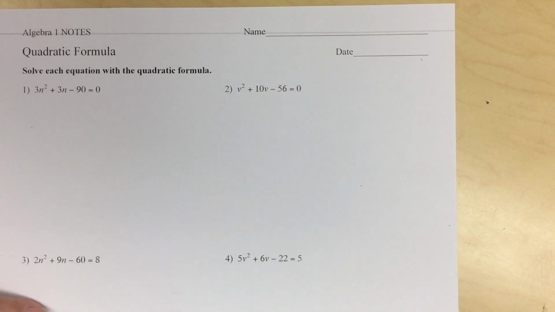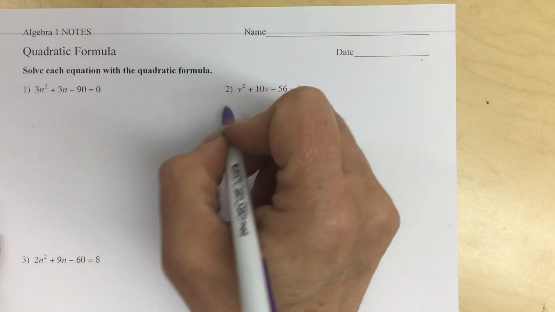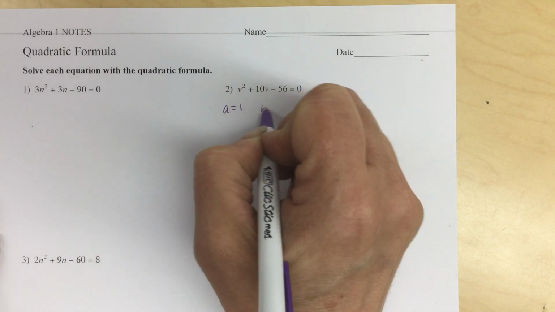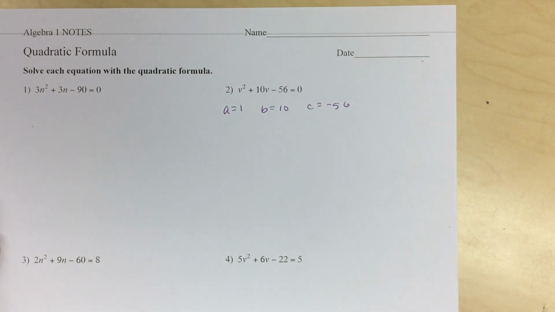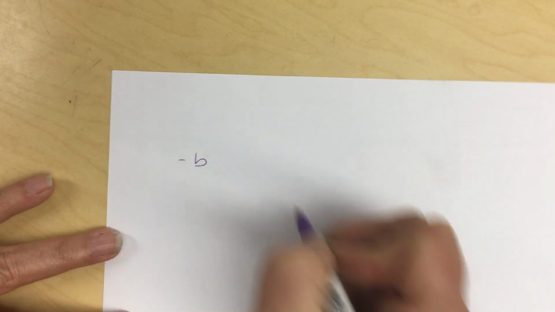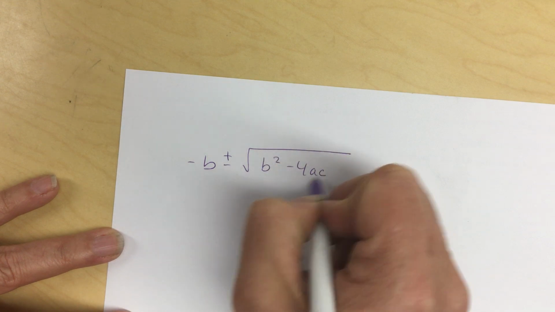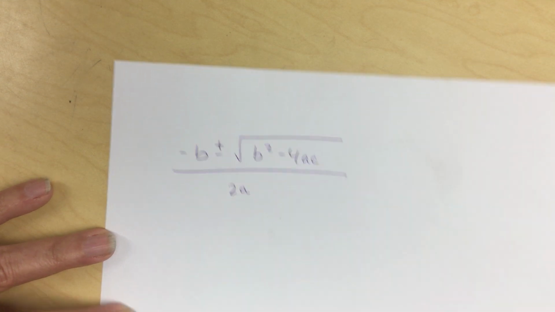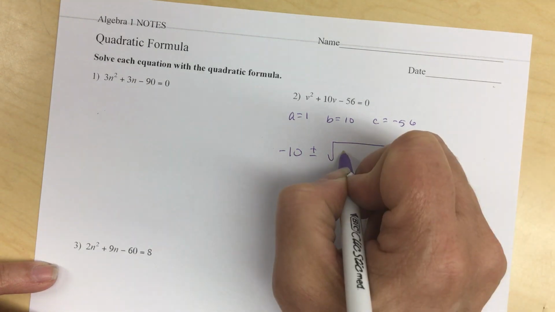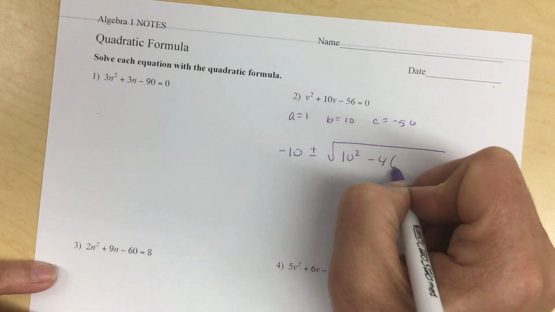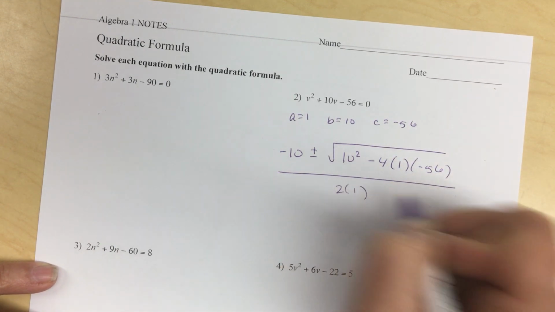Okay, for the second example of the quadratic formula, for number 2, we have a 1 in front of that v squared. So a is equal to 1, b is equal to 10, and c is equal to negative 56. So if we use the formula, negative b plus or minus radical b squared minus 4ac all over 2a, then we're going to have a negative 10 plus or minus the square root of 10 squared minus 4 times a times c all over 2 times a.